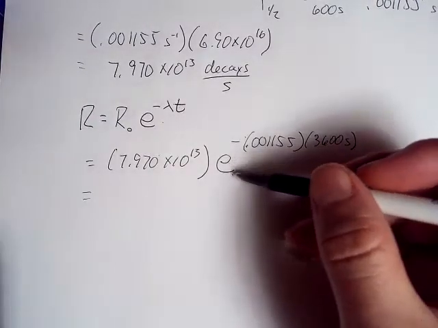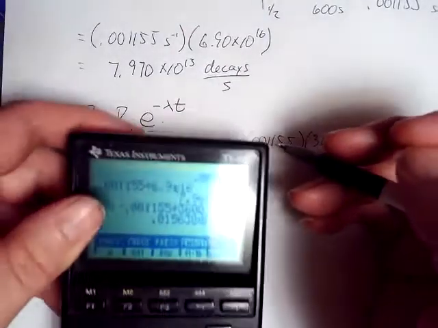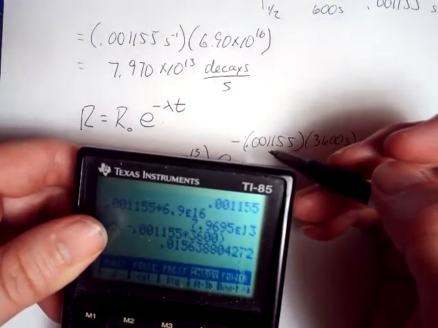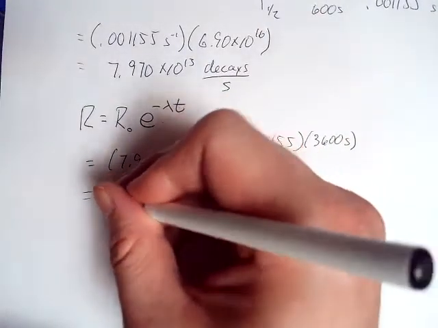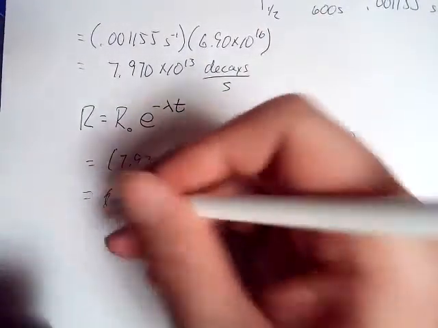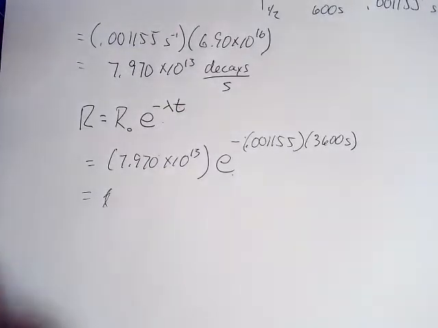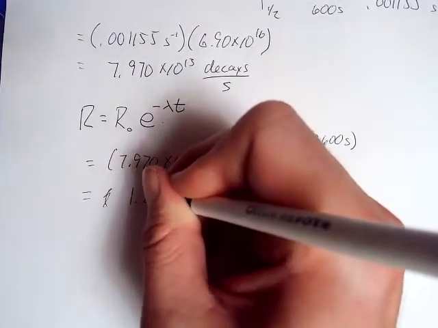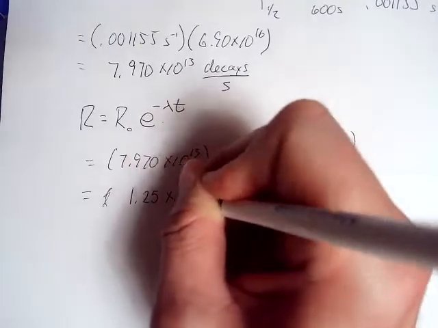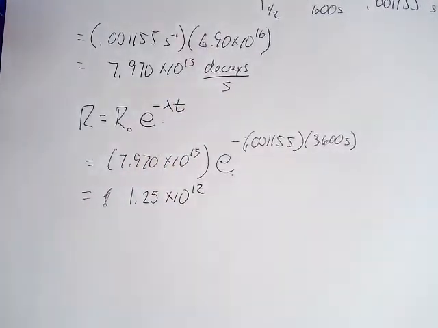Okay, so that's 0.0156. So basically 1.5%, and then times our... okay. So that's how many nuclei we have left after an hour.